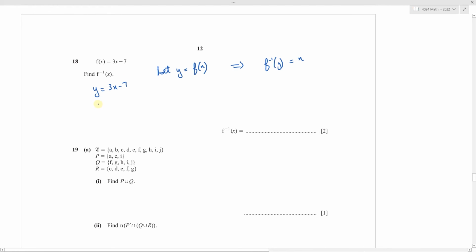Now make x the subject of the formula, take this 7 here, y plus 7 equals 3x, and x equals y plus 7 over 3, and x is what? f inverse of y. So f inverse of y is y plus 7 over 3. This means f inverse of x will be, simply substituting y with x, x plus 7 over 3.